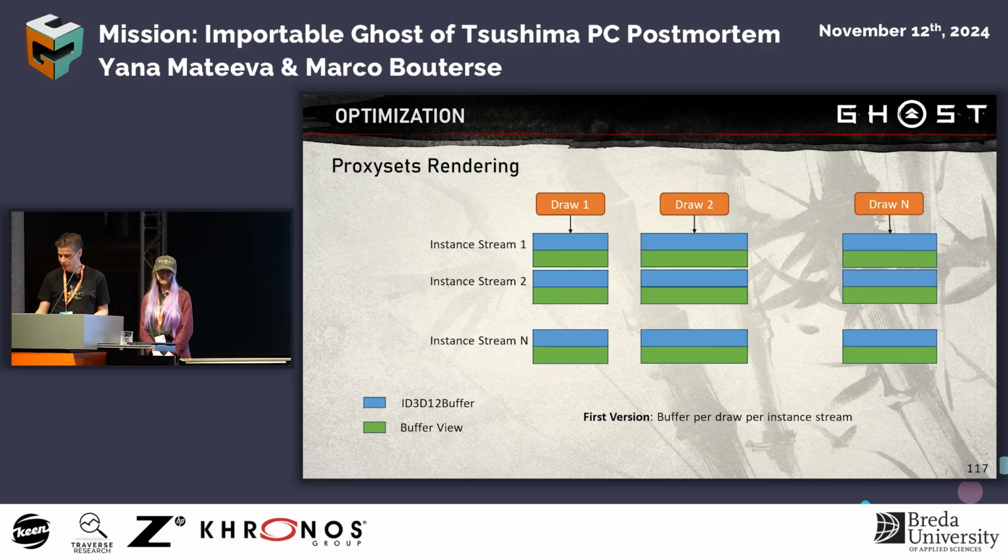So for the actual rendering, we also did some optimizations to reduce the amount of buffer and descriptor creations. Our first naive approach was just to have a buffer per stream, per draw call.